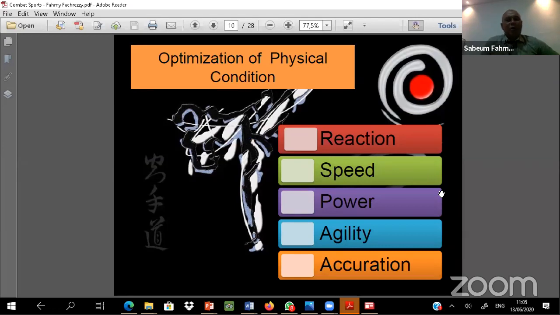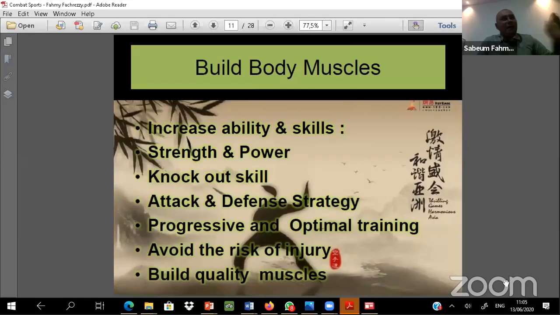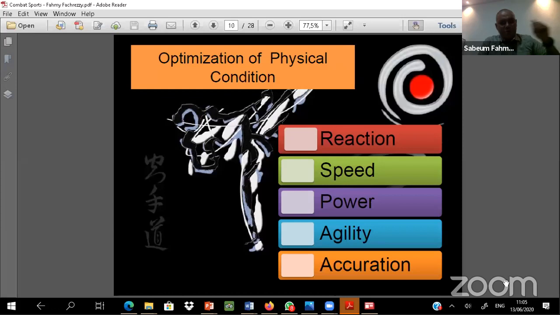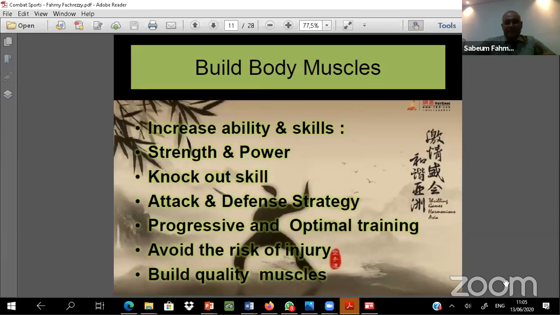And the next, optimizing your physical condition: reaction, speed, power, agility, and accuracy. These 5 in the next training are very important for the competition. The basic training is very important for training, not for competition, but these 5 are very important for competition. So after the 5 basic elements, you have a good condition, so you can train physical conditions like speed and everything.